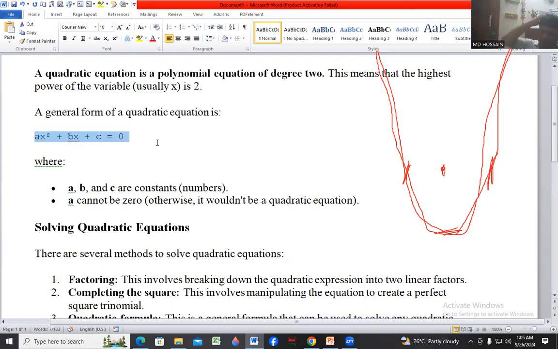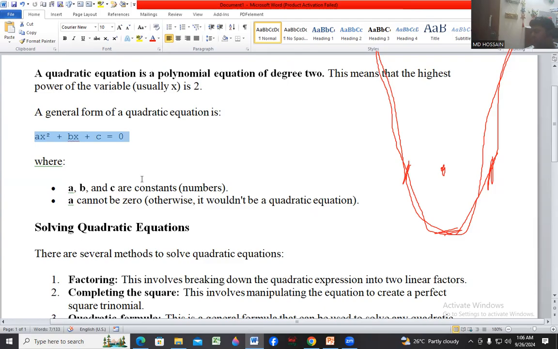This is the equation. So what we will memorize from this discussion is that the quadratic equation is a polynomial equation, and it has the maximum value of x equal to 2, and we'll follow the general form of the quadratic equation, ax squared plus bx plus c equal to 0, where a is not equal to 0, and a, b, c are the constants.